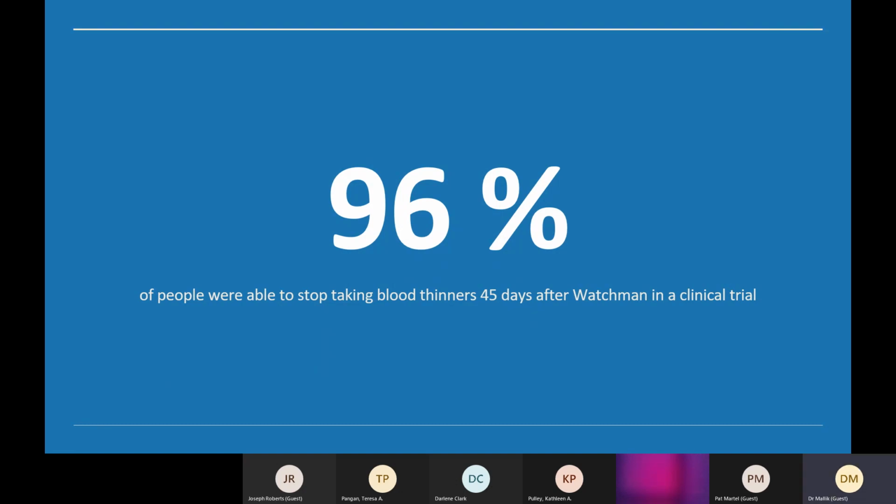A large trial was done to evaluate for this aspect. And in that trial, 96% of people were able to stop taking blood thinners at 45 days after getting a WATCHMAN implanted. Point to note here is it's not 100%. So there are still some people who get a WATCHMAN, and if the device is not seated in a satisfactory position, they still need to continue taking blood thinners. But 96% is a very, very high number.